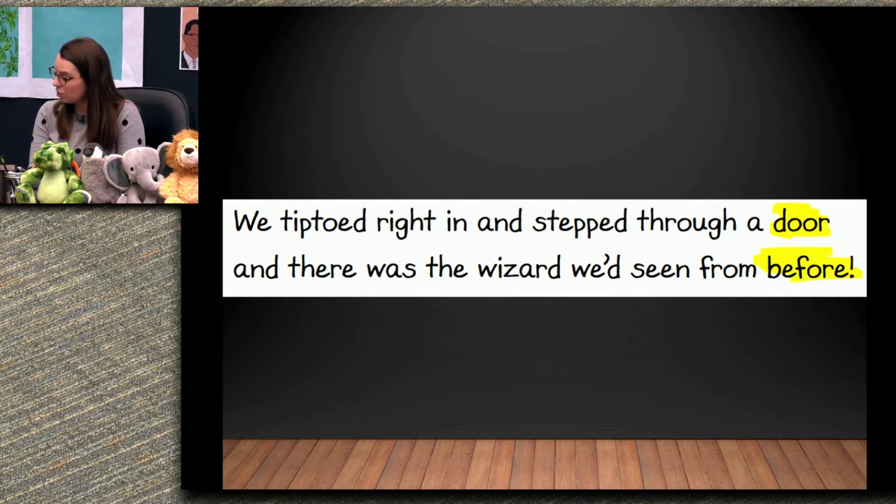Now, just looking at these words, I don't see the words that rhyme. There's no words like dog and log and hog that have the same letters in the middle and ending position. But I know it's a rhyming book. So door and before are words that rhyme.